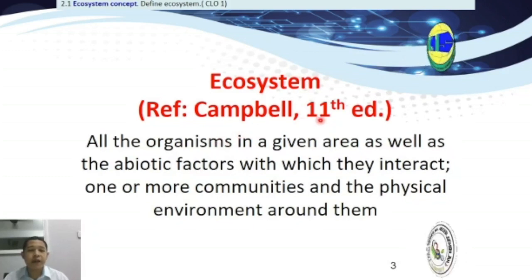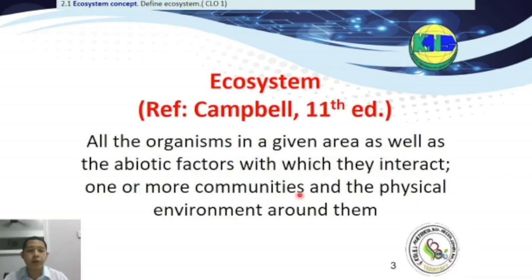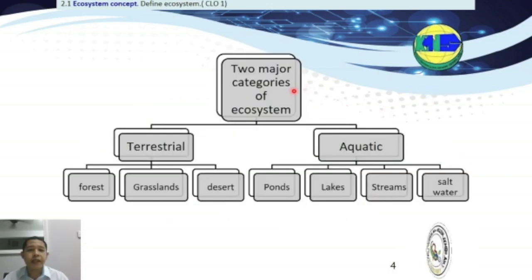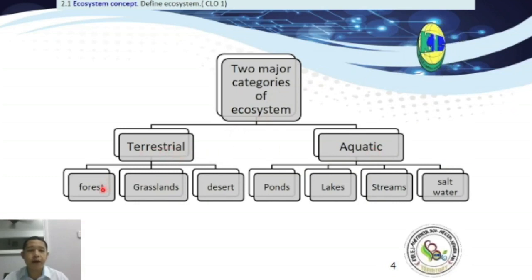Based on Campbell 11th edition, an ecosystem is all the organisms in a given area as well as the abiotic factors with which they interact, including one or more communities and the physical environment around them. There are two major categories of ecosystem, which are terrestrial ecosystem and aquatic ecosystem. For terrestrial ecosystem, we focus more on forest ecosystem, for example, tropical rainforest, while for aquatic ecosystem, we focus on lake ecosystem.